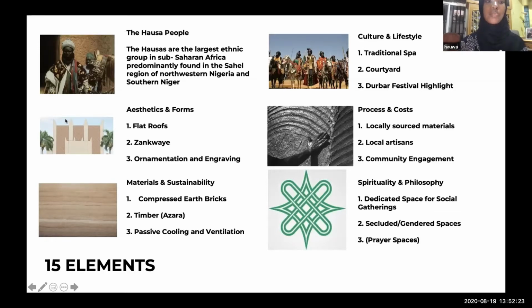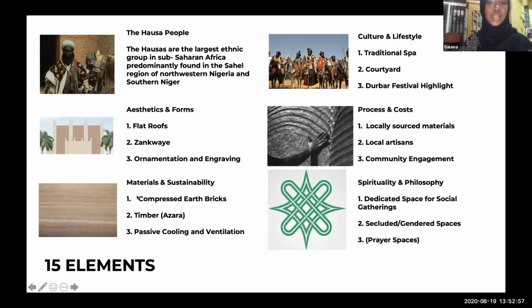And then another aesthetic element is the zankwaye, which are these pinnacles you see in the illustration here. These pinnacles have come to be a symbol of Hausa architecture, and it is often described that without these pinnacles, a house is like an elephant without its horns, or a bull without its horns. And another aesthetic element I incorporated was ornamentation and engraving, which is very common in Hausa architecture, and it can be very ornate depending on the scale or purpose of the building.